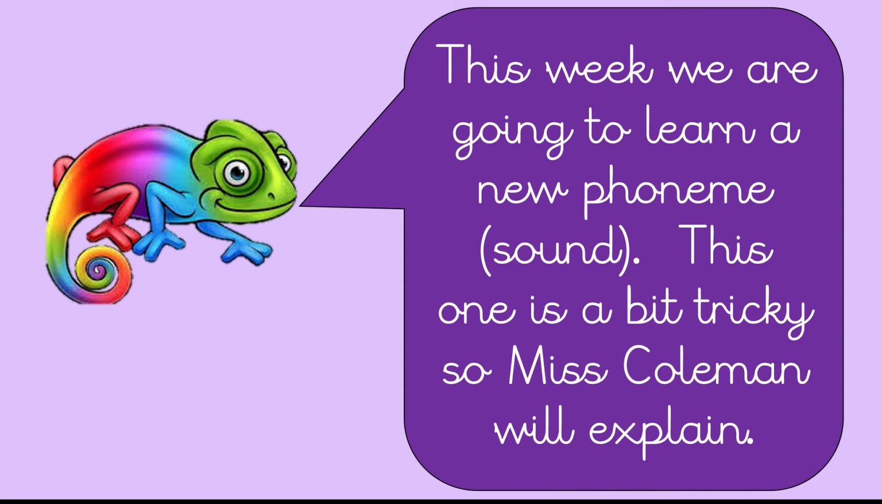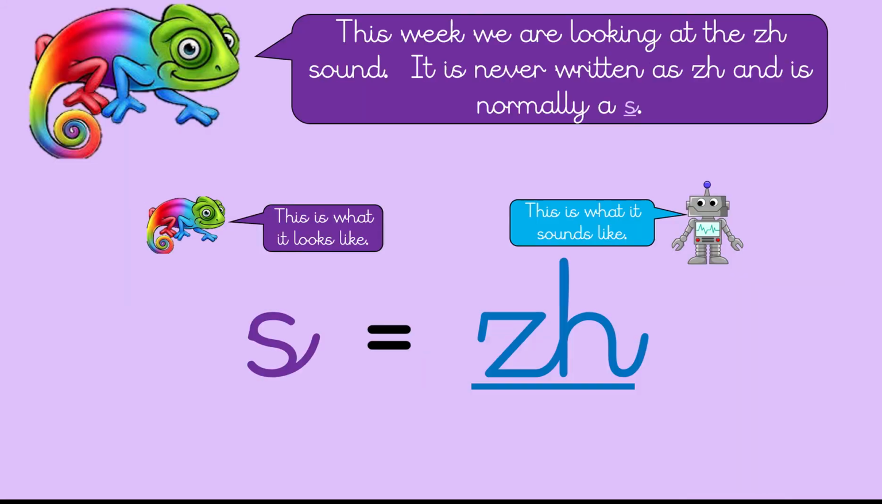Okay, Kathy says, this week we are going to learn a new phoneme sound. This one is a bit tricky, so Miss Coleman will explain. Okay, so let's have a look. Kathy says, this week we are looking at the Z sound. It is never written as a Z and an H and is normally an S. Right, okay. So this is what it looks like. Kathy's saying this is what it looks like, and it's an S.